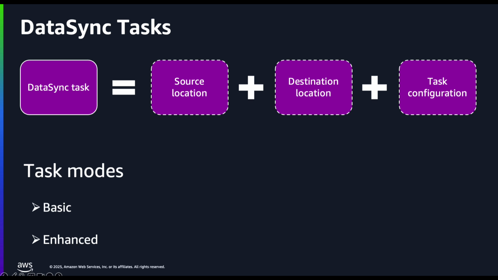Enhanced mode, on the other hand, provides the ability to transfer nearly unlimited files in a single task and has improved performance, particularly with large object datasets. The key difference to note between the two task modes is Enhanced mode removes the limits on the number of files per task and offers higher performance due to its parallel operations. It offers improved metrics and reporting capabilities to track and manage large data transfers.